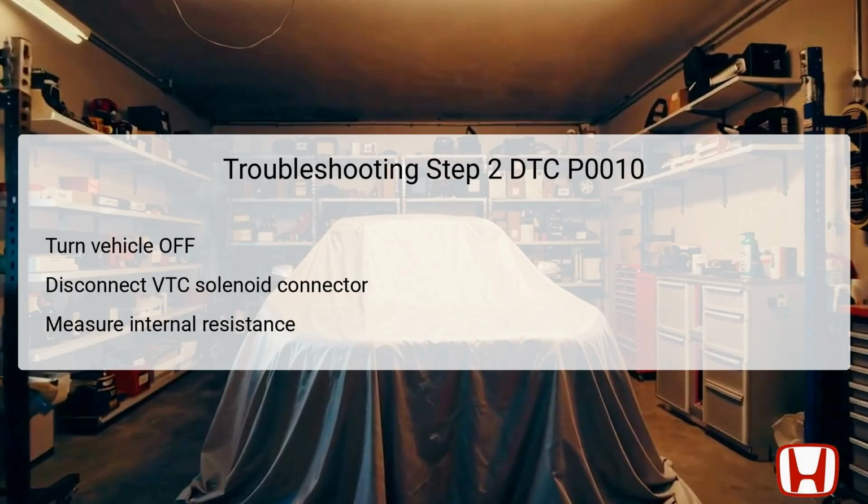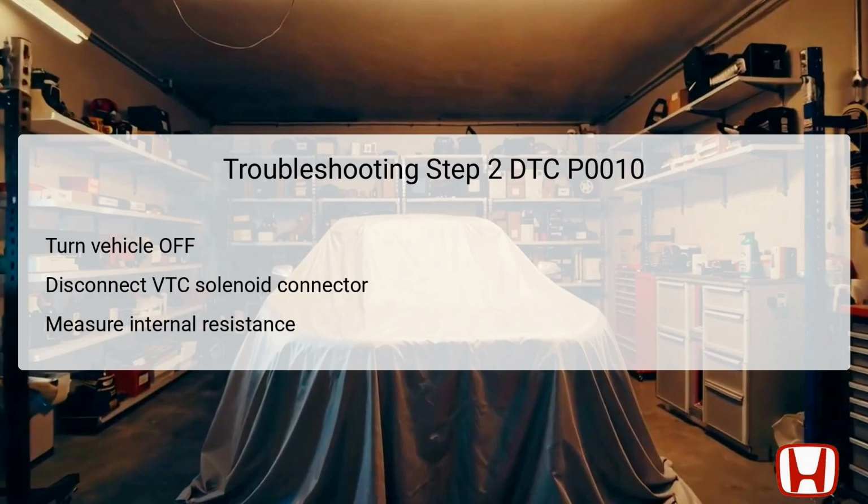Following the confirmation of the DTC P0010, the next step focuses on examining the VTC Oil Control Solenoid Valve A for internal resistance. Begin by turning the vehicle off to ensure safety during the disconnection process. Next, disconnect the 2-pin (2P) connector linked to the VTC Oil Control Solenoid Valve A. Once disconnected, measure the internal resistance between the two test points on the solenoid valve using an ohmmeter. The specified resistance should range between 7.01 to 7.75 ohms at room temperature.